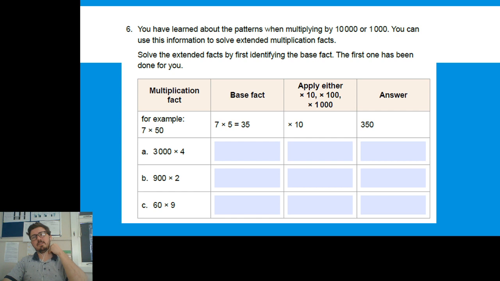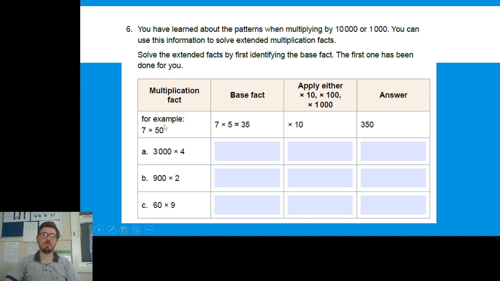Number 6. You have learned about the patterns when multiplying by 10, 100 or 1,000. You can use this information to solve extended multiplication facts. Okay, so if I can do 7 times 5 down here, then I can do 7 times 50, because the only difference is that there's a 0 added in. So I have to put the 0 on the end of the answer. So solve these facts by first identifying the base fact.